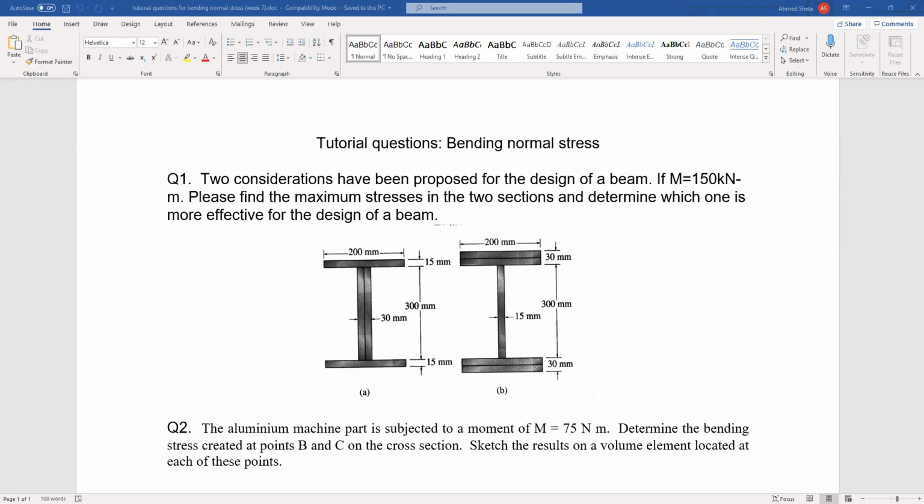Have you found the value of Ix for the two sections or two cross sections? Okay, I will start doing this question now.